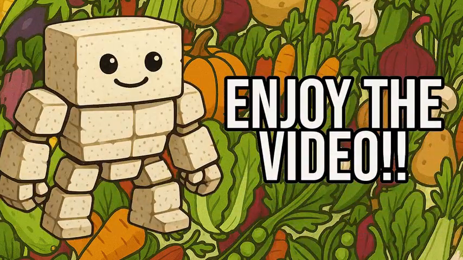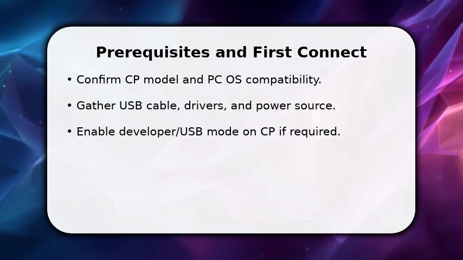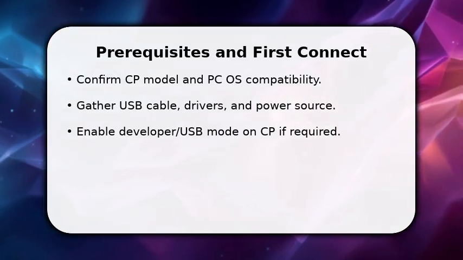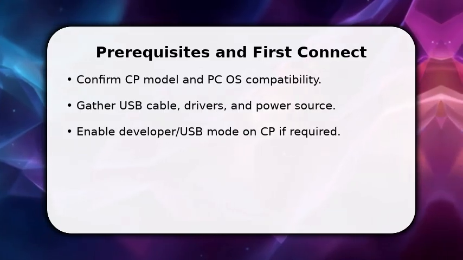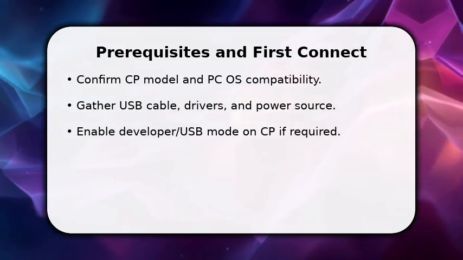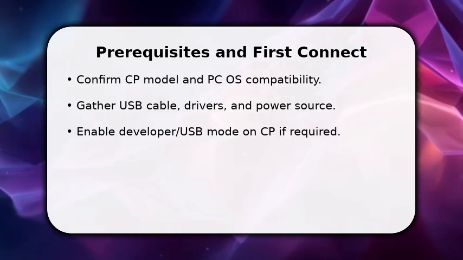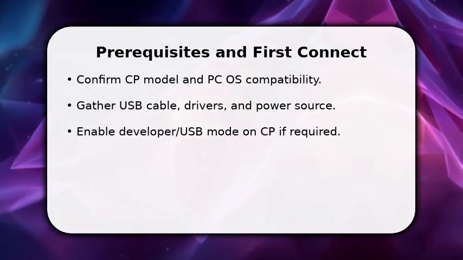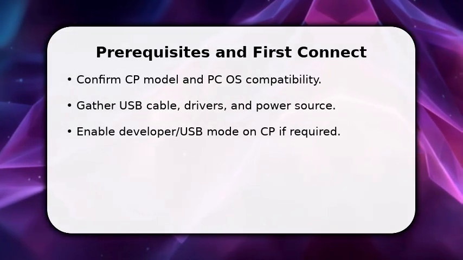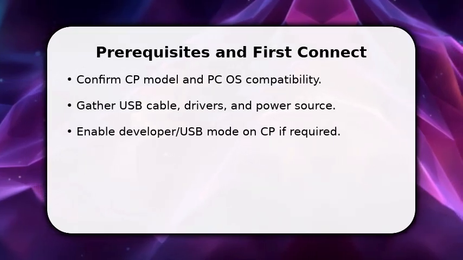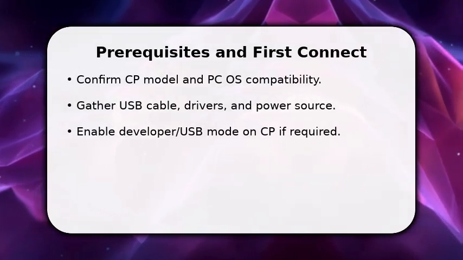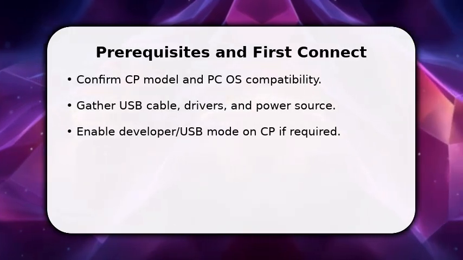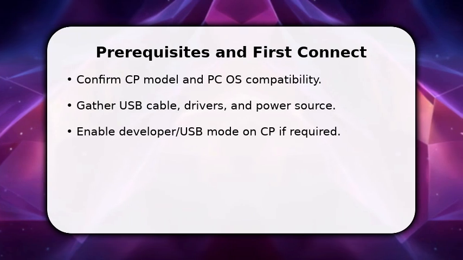Please enjoy the video. You start by confirming that your CP device and PC run compatible software and drivers. This avoids needless errors later. Once confirmed, plug the correct USB cable into the CP and the PC. Make sure the CP is powered. If the CP requires a specific mode, enable developer or USB mode now so the computer recognizes it. While connecting, watch for driver prompts and choose the appropriate installer. This step establishes the basic data link you'll build on next.